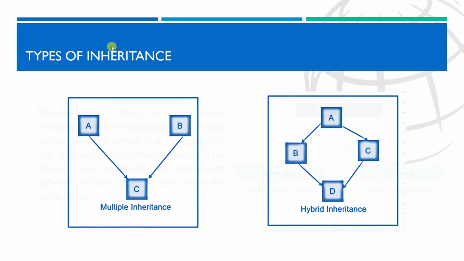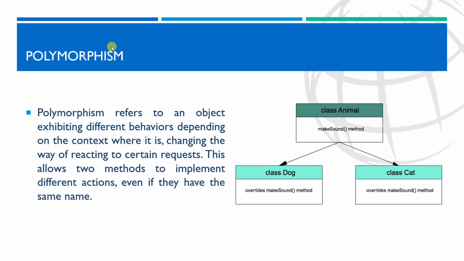Now we need to know about polymorphism. Polymorphism refers to an object exhibiting different behaviors depending on the context where it is, changing the way of reacting to certain requests. This allows two methods to implement different actions, even if they have the same name, depending on the object that contains them or the values it receives.